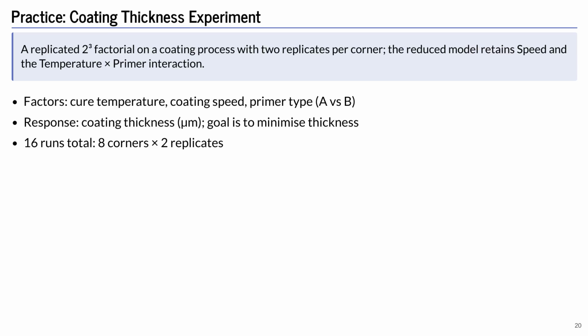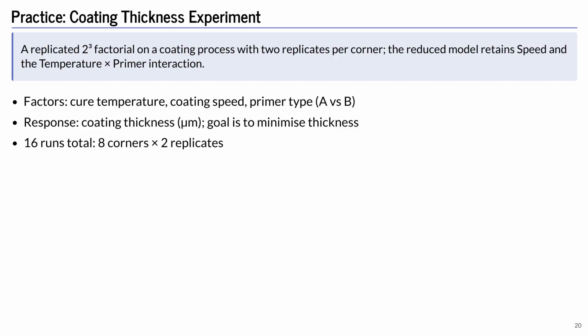Now it is your turn to work through the same sequence on a new dataset. The coating thickness experiment is a replicated 2 to the 3 factorial on a coating process. The 3 factors are cure temperature at 150 and 200 degrees Celsius, coating speed at 10 and 20 meters per minute, and primer type, either A or B. The response is coating thickness in microns, and the goal is to minimize thickness. There are 2 replicates per corner, giving 16 runs in total.